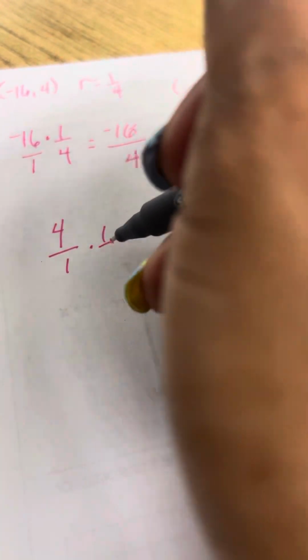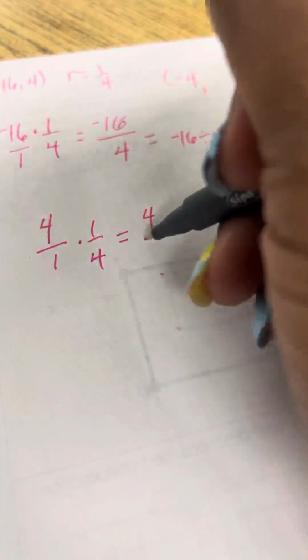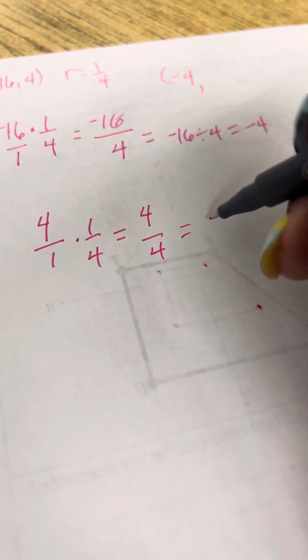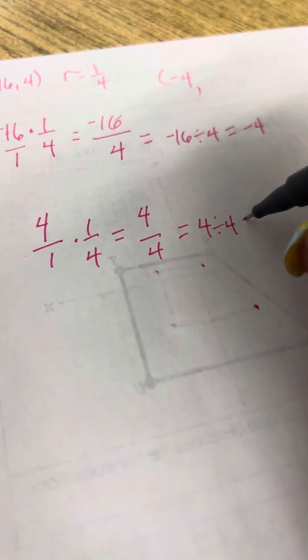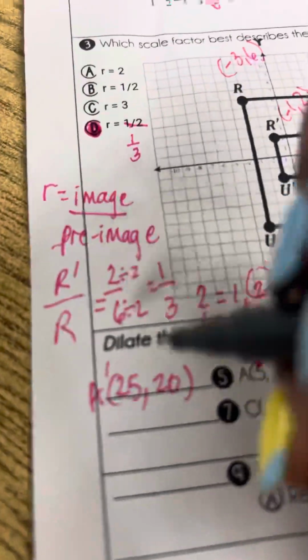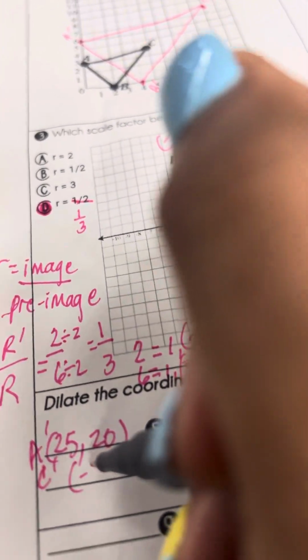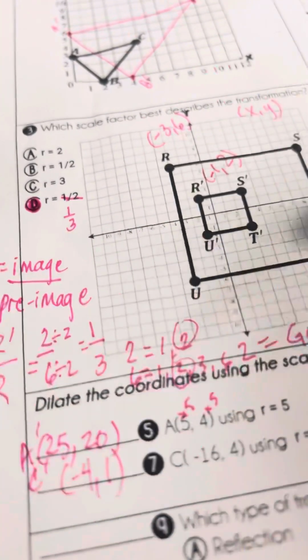So we have negative 4. And our next term is 4. So we have 4 over 1 times 1/4. Multiply across. 4 times 1 is 4. 1 times 4 is 4. 4 divided by 4 equals 1. So my ordered pair is negative 4, positive 1. And that's going to be C prime. So C prime is negative 4, positive 1.